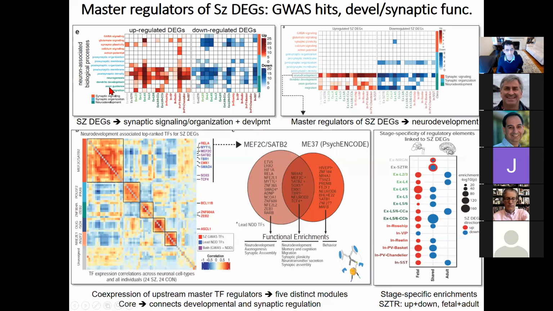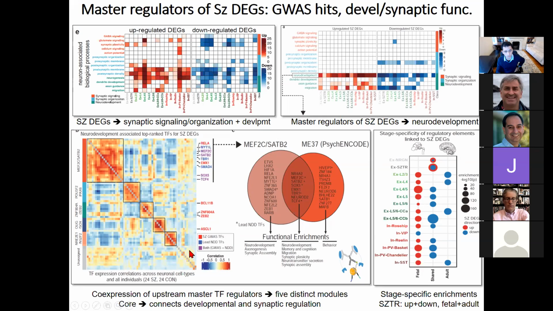You can see here how this enrichment breaks down across the different cell types for both upregulated genes and downregulated genes. You can also do that for the master regulators. You can say, what are the enrichments for those? And what we see is that the enrichment of the master regulators is a little more specific than the genes themselves. So the regulators appear to be acting a little more in neurodevelopment and to some degree synaptic organization, but not to the same degree as the genes themselves.